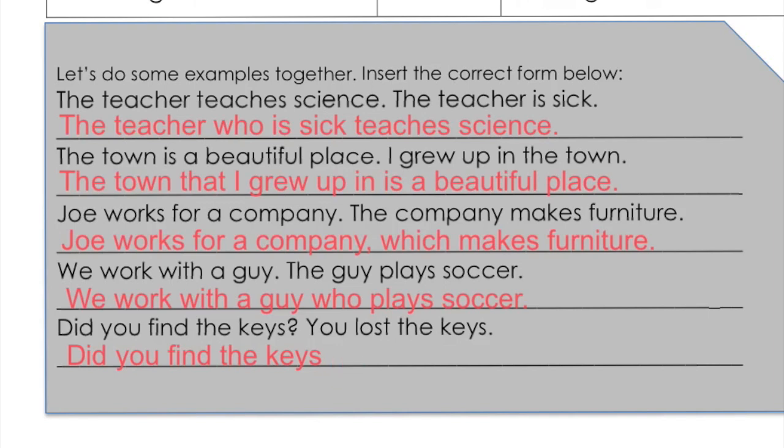And after that, how can we finish this sentence? Here you do not need the keys because we have them here. We know what we are talking about, so you could take that away. All you have to write is that you lost. And there you have it. Did you find the keys that you lost? Here we connected the keys that you lost with the question of did you find the keys? And there you go. That's relative clauses.